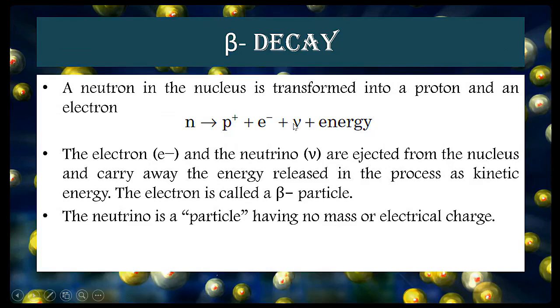They carry the kinetic energy. So that is called the beta minus particle. So the neutrino is a particle. This neutrino does not have any mass or any charge.